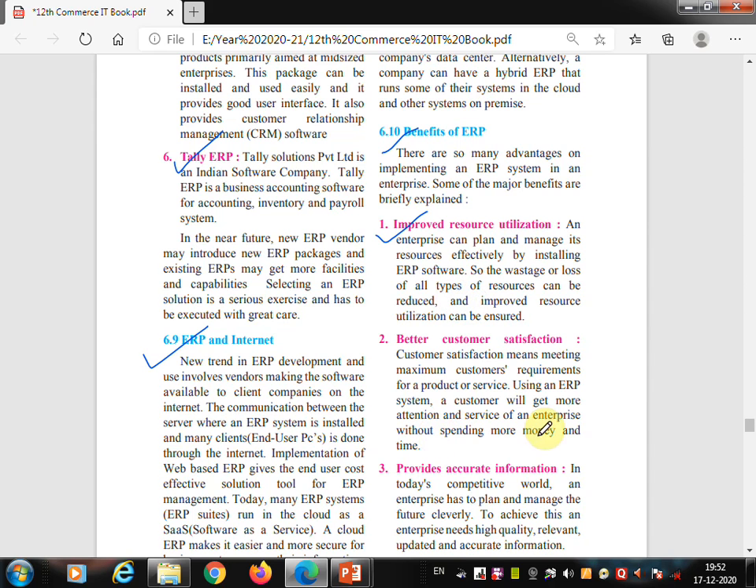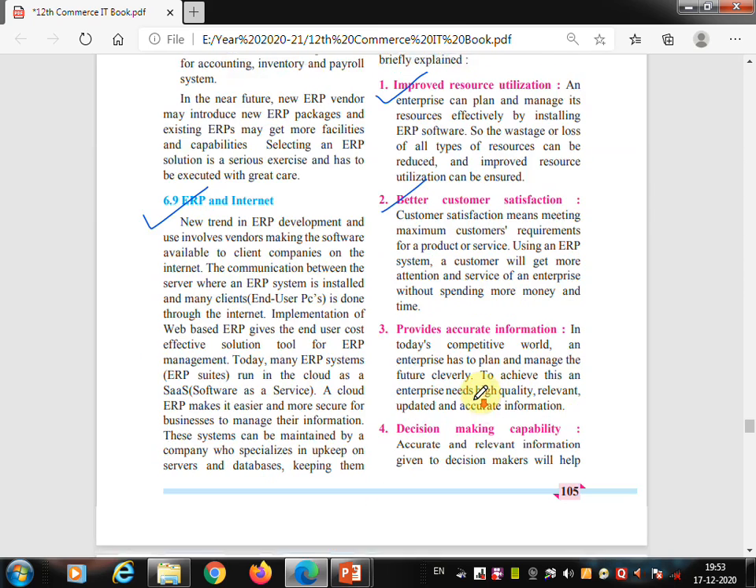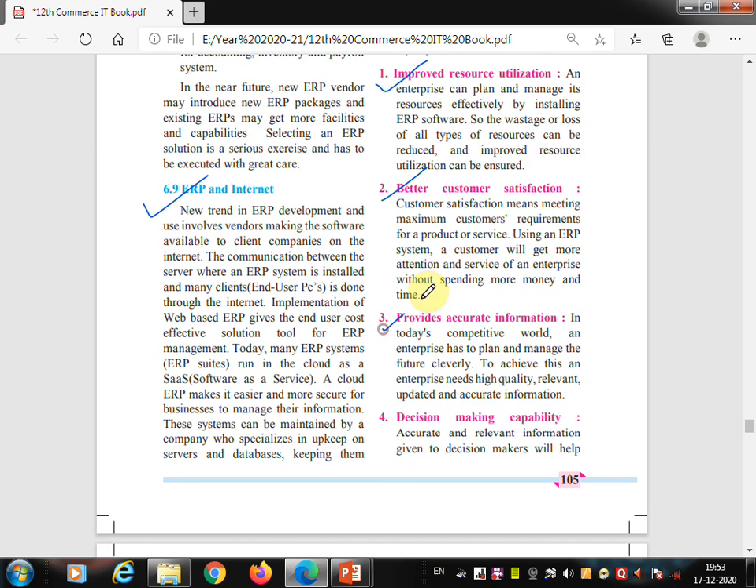The second one, better customer satisfaction. Customer satisfaction means meeting maximum customer requirements for a product or service. Using an ERP system, a customer will get more attention and service from an enterprise without spending more money and time.